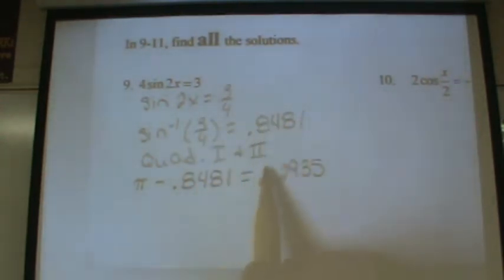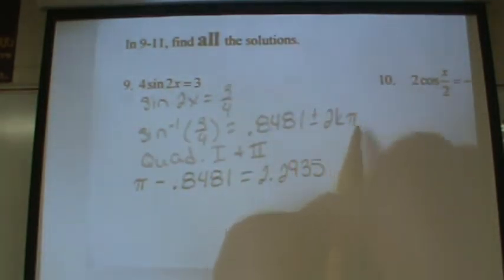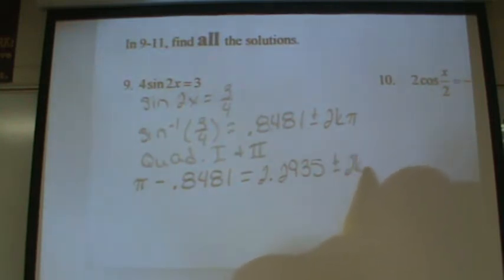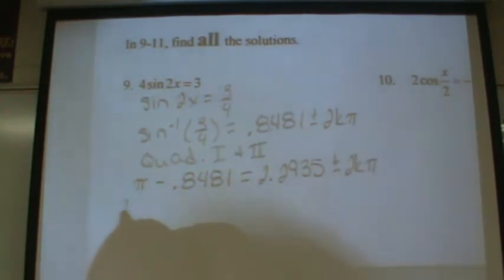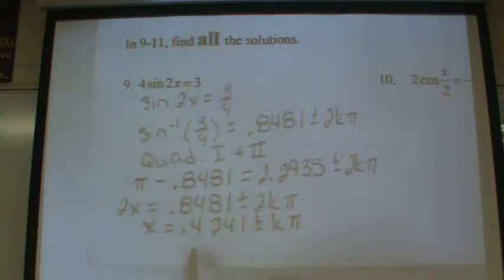So now these two values that we just found, we need to set equal to that 2x. And remember, we want all solutions, so we add and subtract 2k pi to both of those values. So we have 2x equals 0.8481 plus or minus 2k pi. So we end up with x equals 0.4241 plus or minus k pi. Remember to divide that 2k pi by that 2 as well.